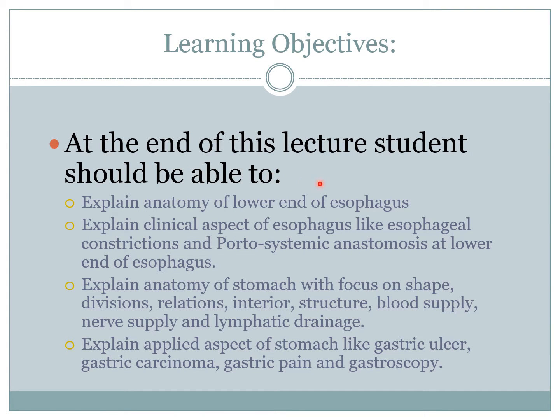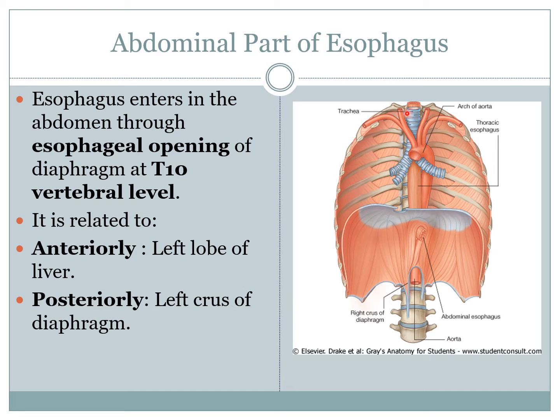At the end of this lecture, students should be able to explain the anatomy of the lower end of the esophagus, and explain the clinical aspects of the esophagus like esophageal constriction and portosystemic anastomosis at the lower end of the esophagus. Explain the anatomy of the stomach with focus on the shape, division, relations, interior structures, blood supply, lymphatic drainage, and explain the applied anatomy of the stomach like gastric ulcer, gastric carcinoma, gastric pain, and gastroscopy. So here you can see the abdominal part of the esophagus.